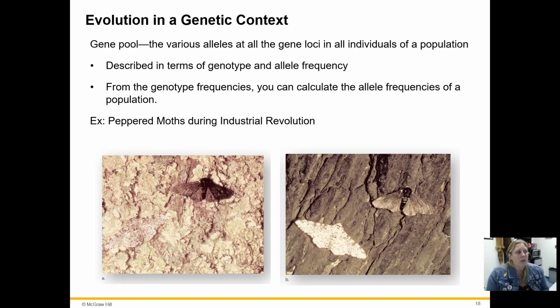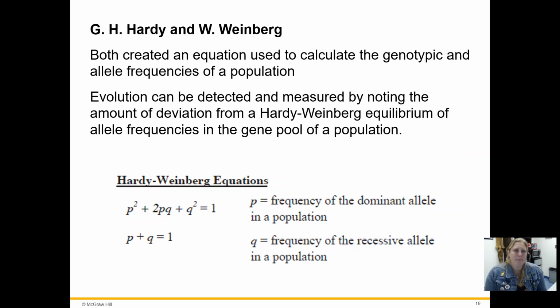So if we look at these, we can determine which trait is dominant, and we can identify the alleles. Then we can determine genotypic frequencies using a Punnett square. So we're pulling some of the stuff that we learned in genetics into evolution. So what does that mean? Well, G.H. Hardy and W. Weinberg created equations to calculate these frequencies. They did not work together. In fact, they came up with it kind of on their own, and it's now become what's called the Hardy-Weinberg equilibrium.